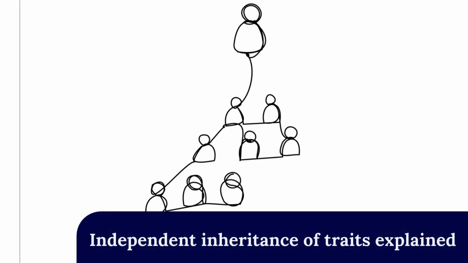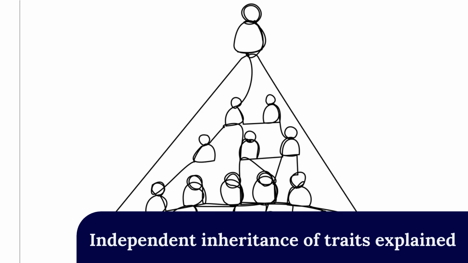Genes for different traits are inherited independently. This occurs if they are on different chromosomes. Traits like seed shape and color do not influence each other. This law explains varied trait combinations.